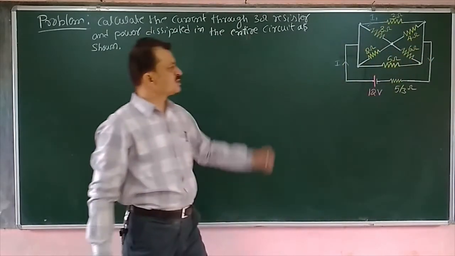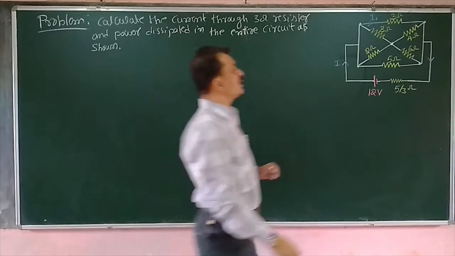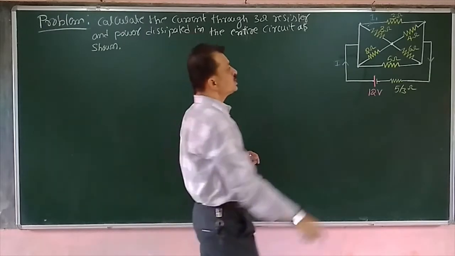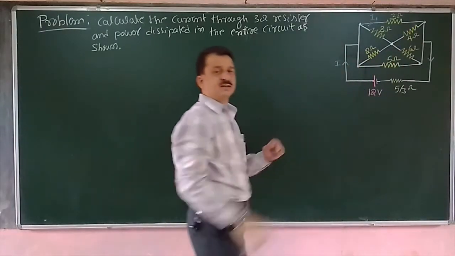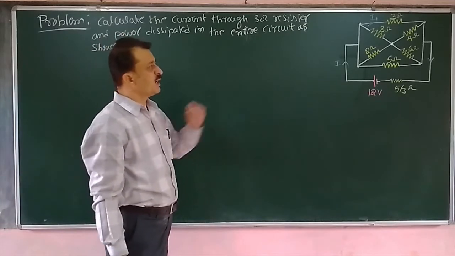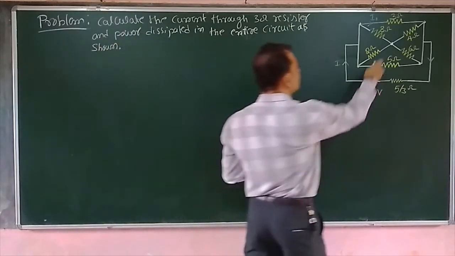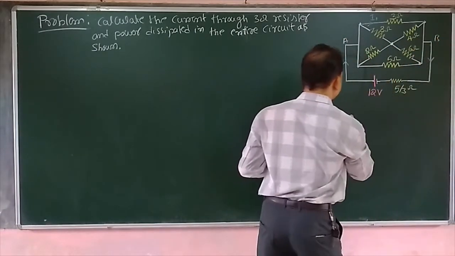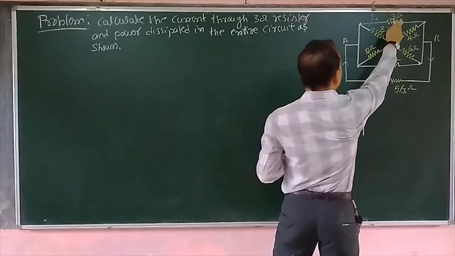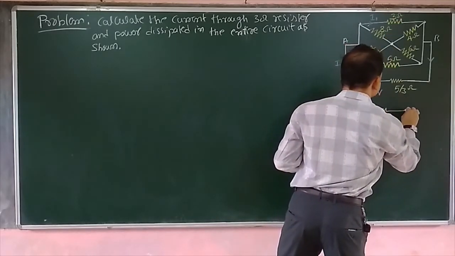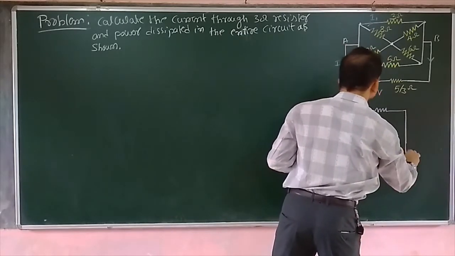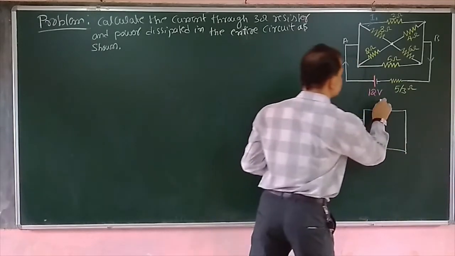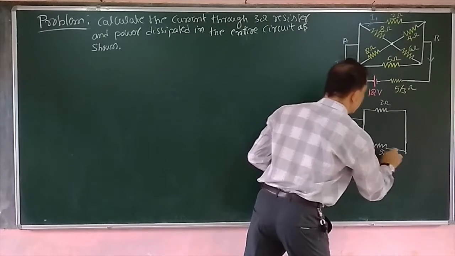Now this network is similar to the previous one, but in that case we had a jump here, which means they were not interconnected. So here the diagonals are interconnected. Carefully look at this terminal. If I take this as terminal A and this as terminal B, I will rearrange them. The 3 ohm resistor, keep it as it is, and the bottom one, the 5 ohm resistor, keep as it is.